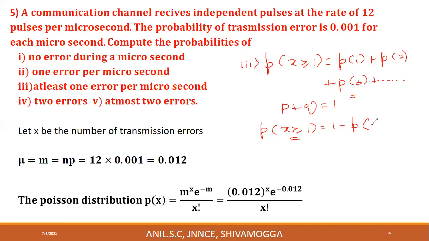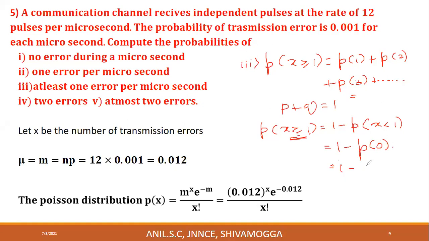X is less than 1. Therefore, this is equal to 1 minus, less than 1 means only one possibility, that is 0. 0 is the only number which is less than 1 in this case. Therefore, this is equal to 1 minus P of 0. And what was P of 0?